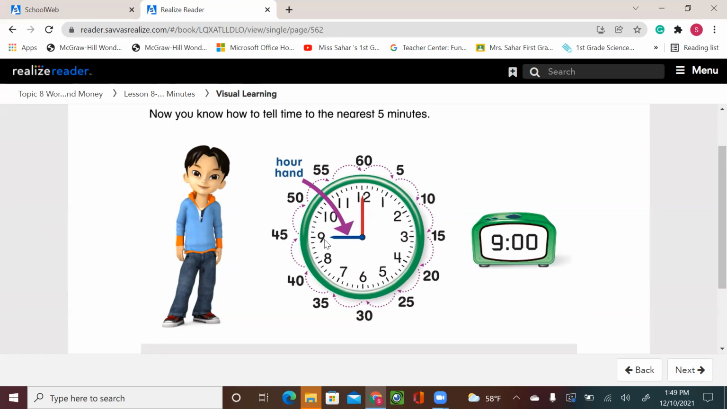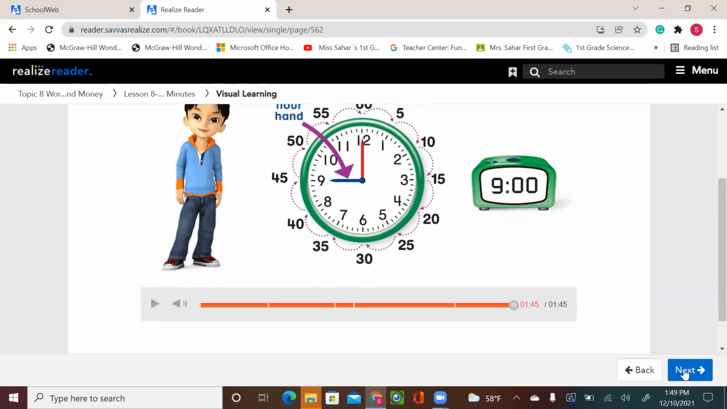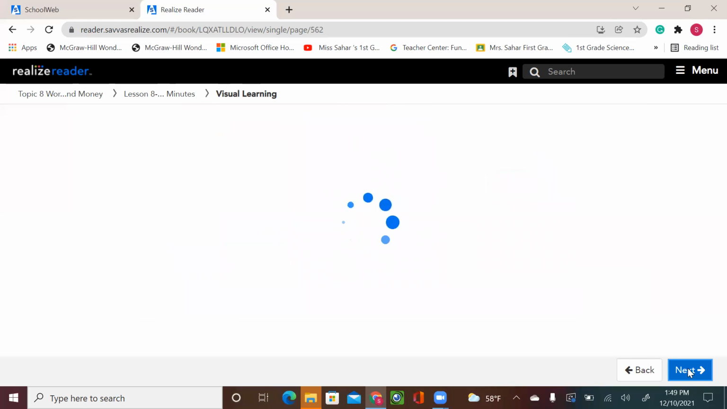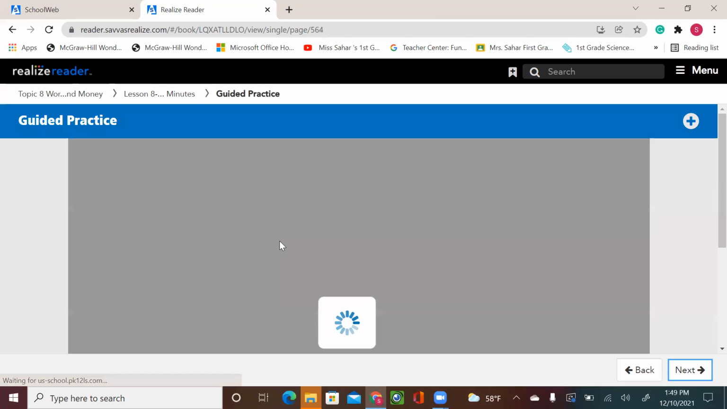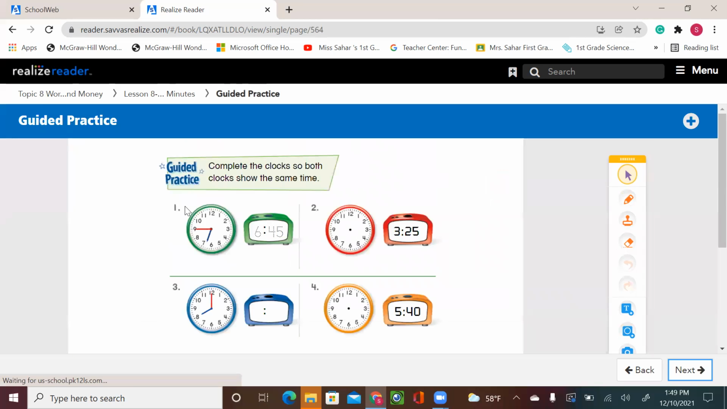All right. So let's go and see our guided practice activity in your book, page 350. Complete the clock so both clocks show the same time. I look here and I know that this is 6:45, the digital. Let me see in my clock, 6:45. That means 6 and 45 minutes. So we can count all the way.